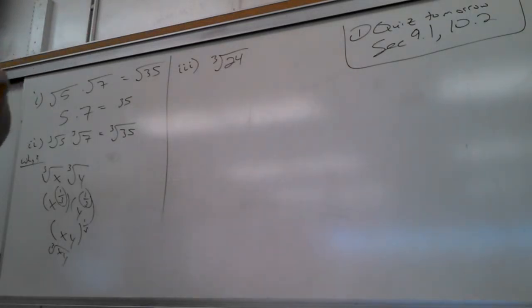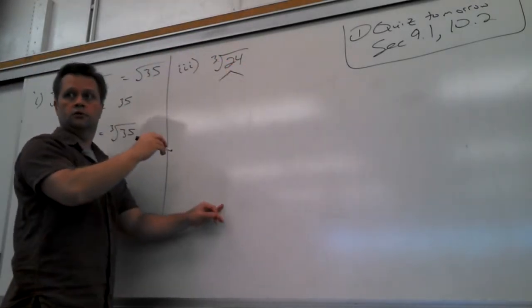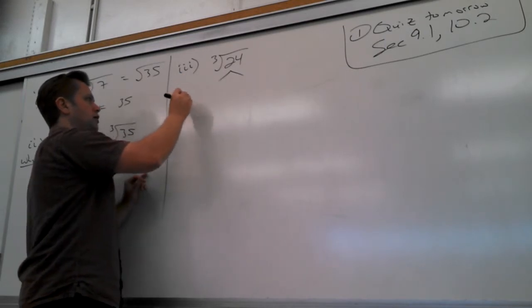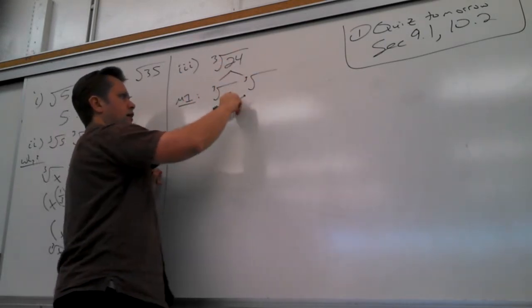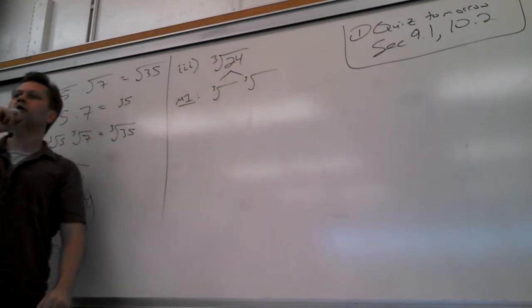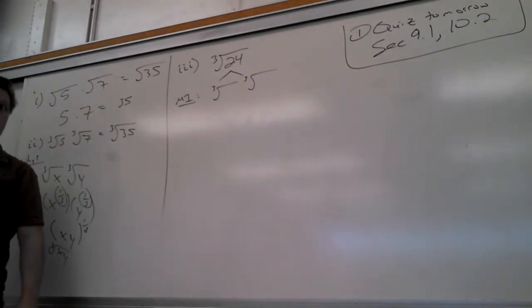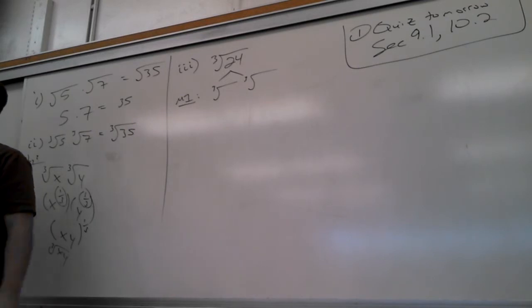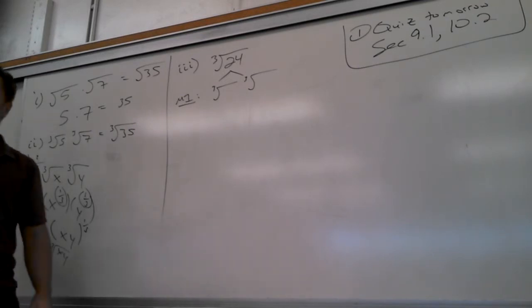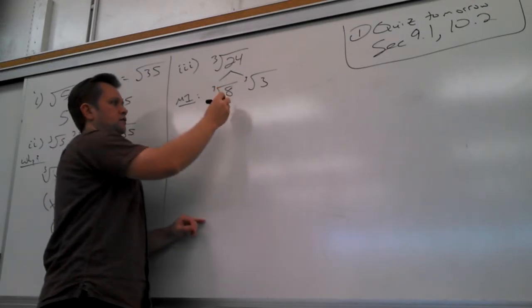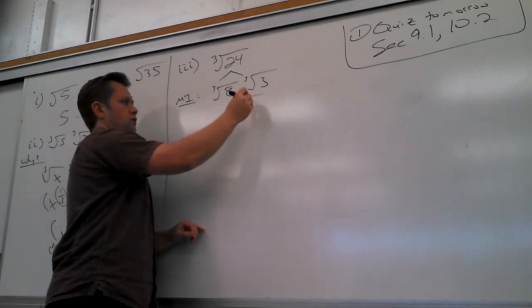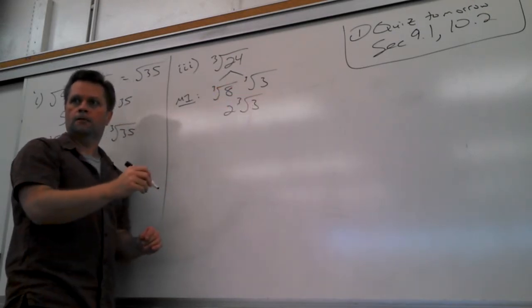So you can either do method 1, which is to break it up as cube root of, what number can I take the cube root of that's a part of 24? What can I take the cube root of? What kind of number? 8. 8's in there, 8 times 3. What's the cube root of 8? 2. What's the cube root of 3? I don't know.